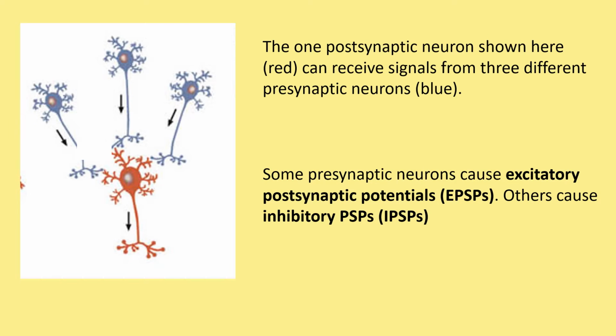We'll go back to a simpler version where we have one postsynaptic neuron, and this postsynaptic neuron is only receiving information from just 3 presynaptic neurons. And so some of those presynaptic neurons can cause excitatory postsynaptic potentials, and the others cause inhibitory postsynaptic potentials. So what is that postsynaptic neuron to do? Is it going to fire an action potential or not?